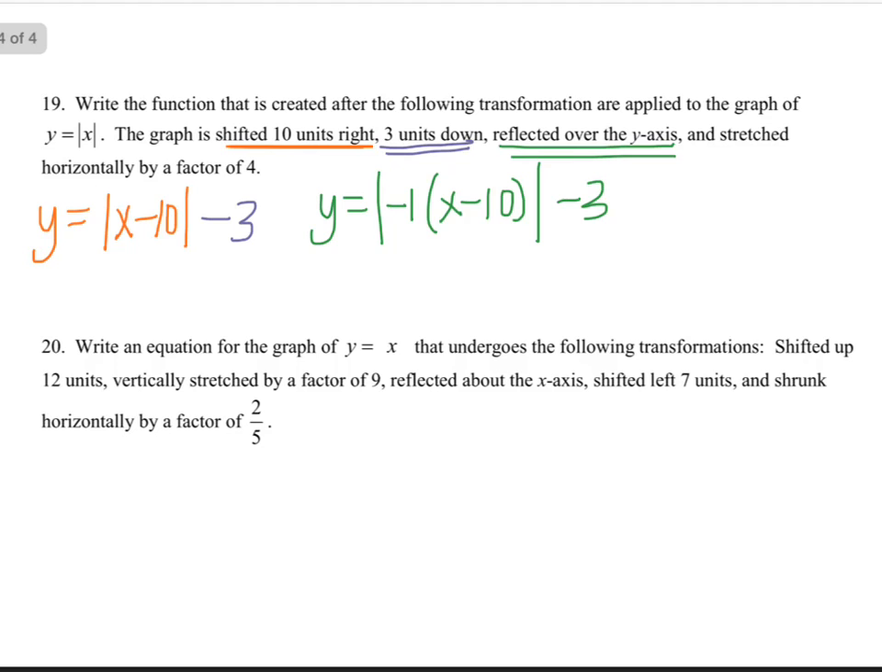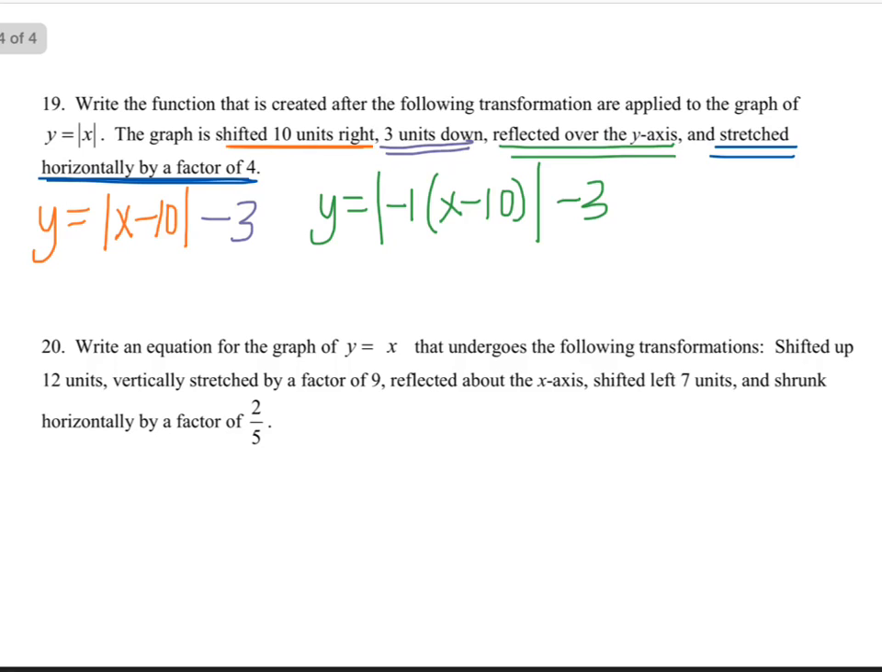And then finally it gets stretched horizontally by a factor of 4. So you've got to watch. If it said stretched vertically, we would just put a 4 in front of the absolute value bars and this function would be done. But the horizontal ones, remember, kind of behave the opposite.